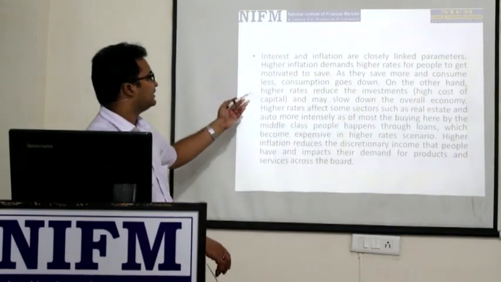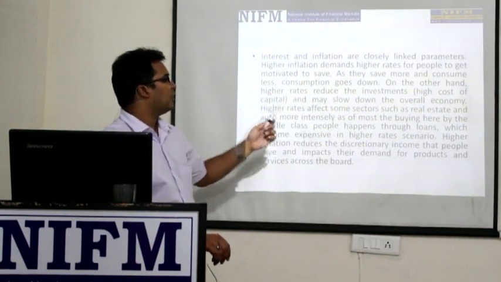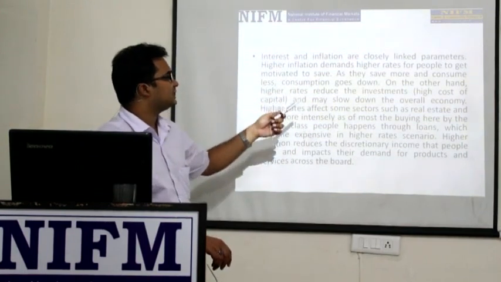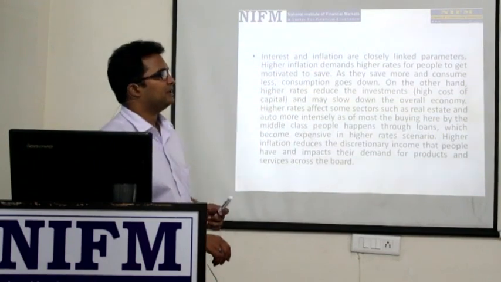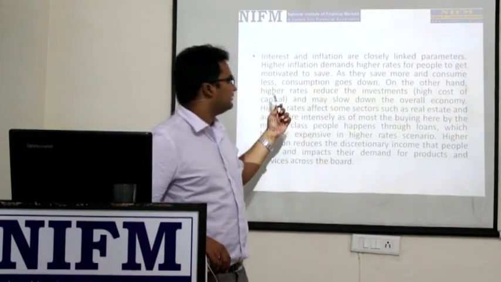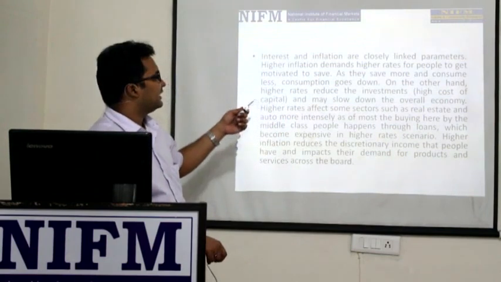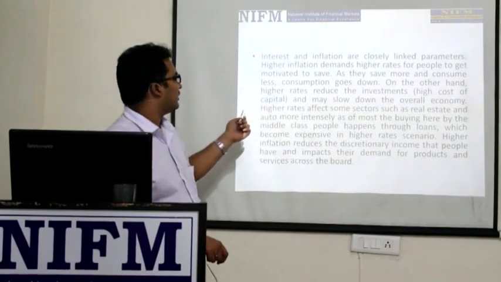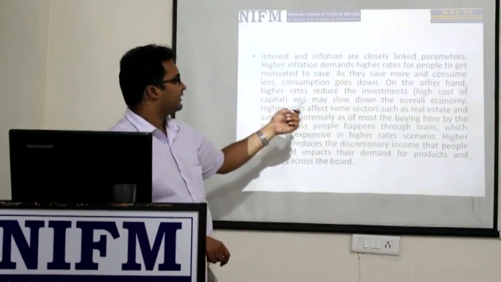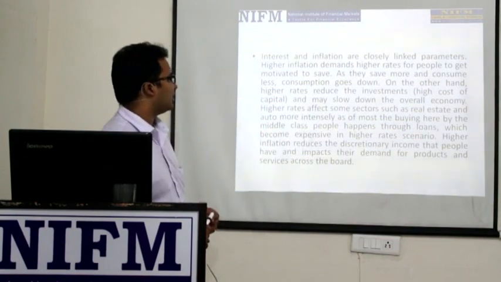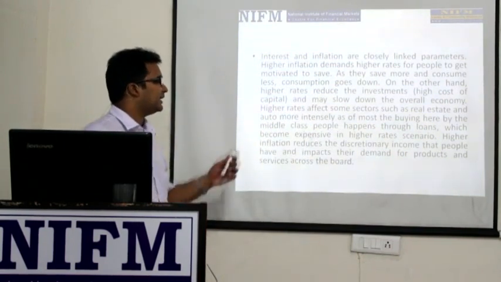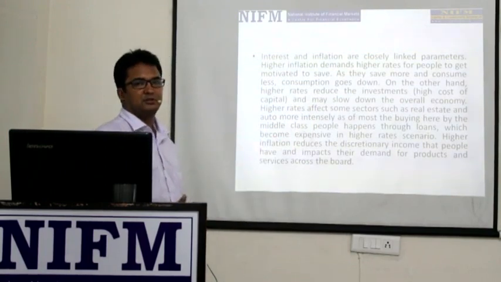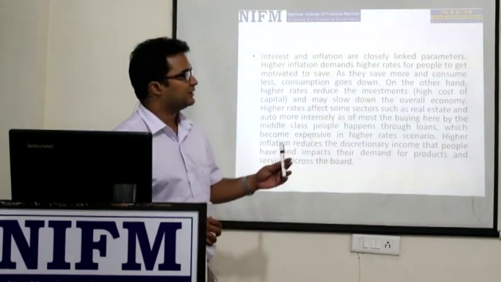As they save more, they consume less, and consumption goes down. On the other hand, higher rates reduce the investment. High cost of capital may slow down the overall economy. So that is what I was telling: if there is a higher rate of inflation, it might cause a slowdown in the economy. The higher rate affects some sectors such as real estate and auto more intensely, as most of the buying here by middle class people happens through loans. So that's what I was discussing.